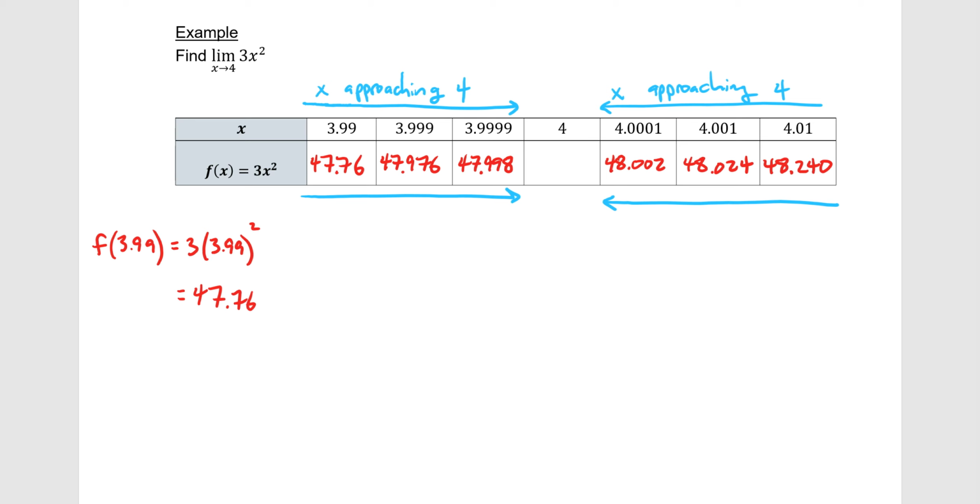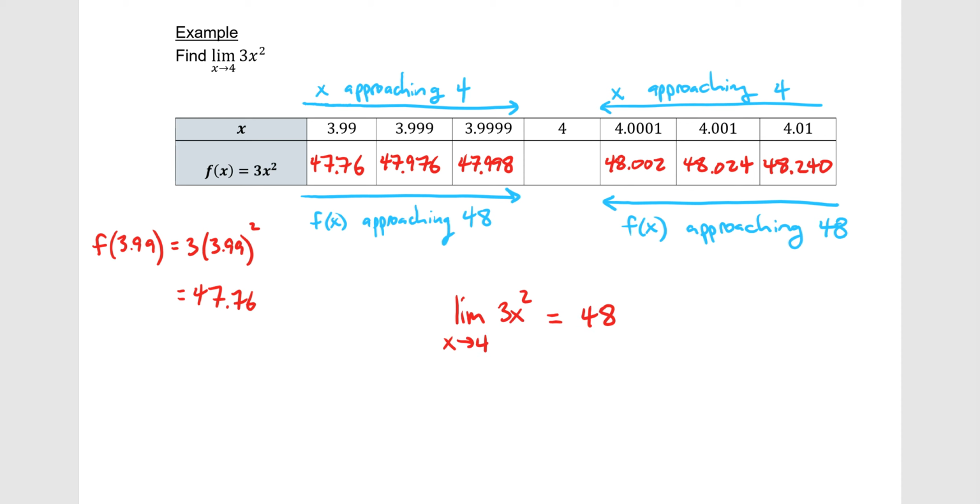Okay, so we have all of these function values for the x values that we chose, and it's pretty clear that the values are getting closer and closer to 48 when x gets closer and closer to 4. So we can see that f of x is approaching 48 from both the left and the right. So what we would say here for our answer is that the limit of 3x squared as x approaches 4 is going to equal 48. So our answer here is 48.